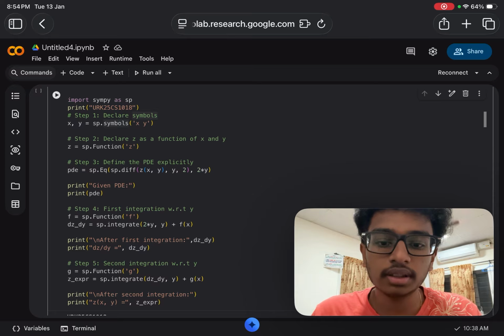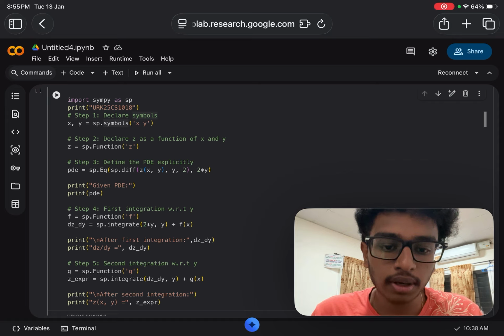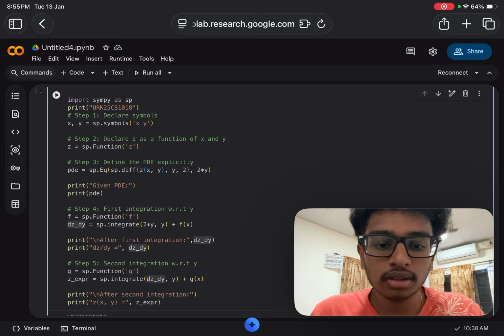Now to solve the PDE, we apply direct integration. Since we are given the second derivative of z with respect to y, we first integrate the equation once with respect to y to reduce the order. So mathematically, ∂z/∂y = ∫2y dy.